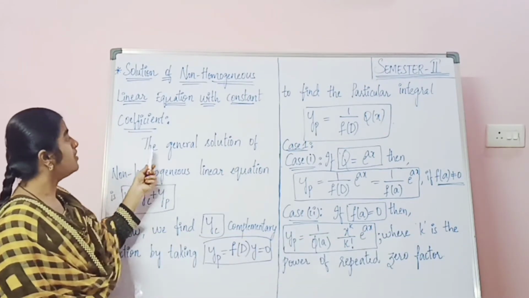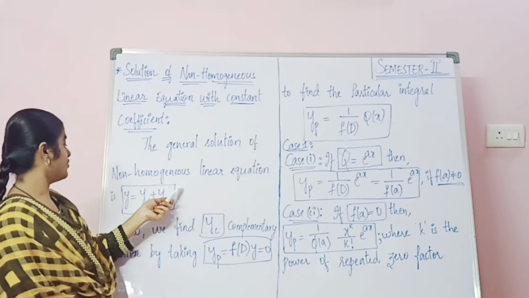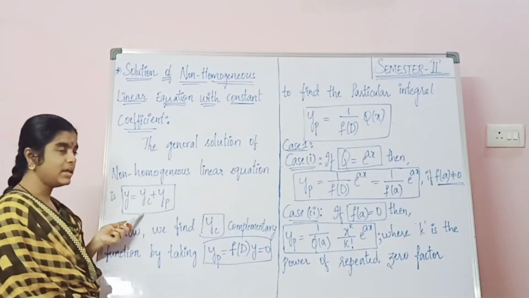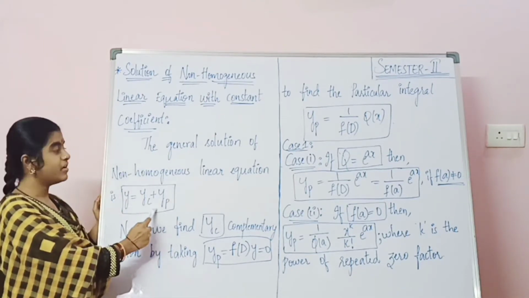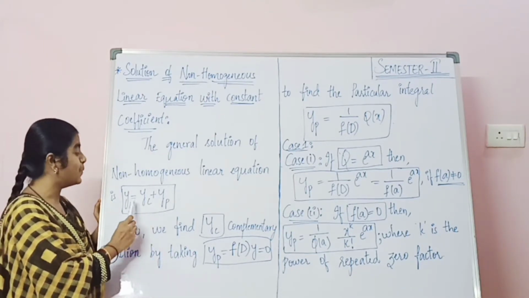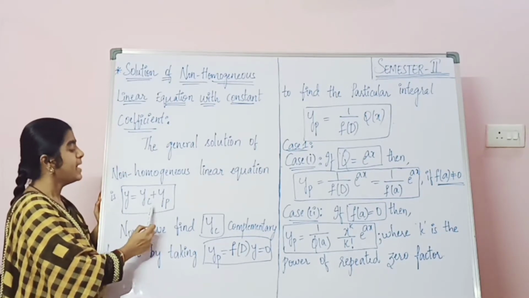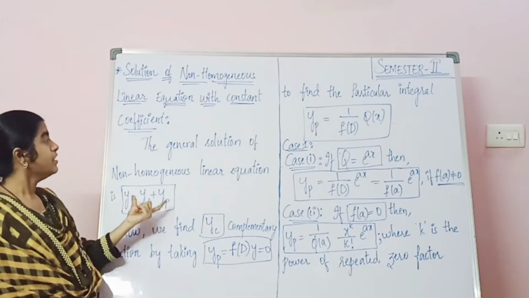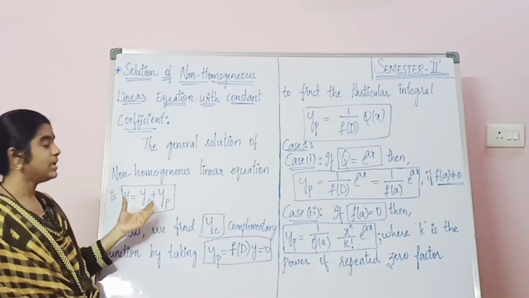The general solution of non-homogeneous linear equation. What is the general solution? y equals yc plus yp. So this is the general solution of non-homogeneous linear equation.